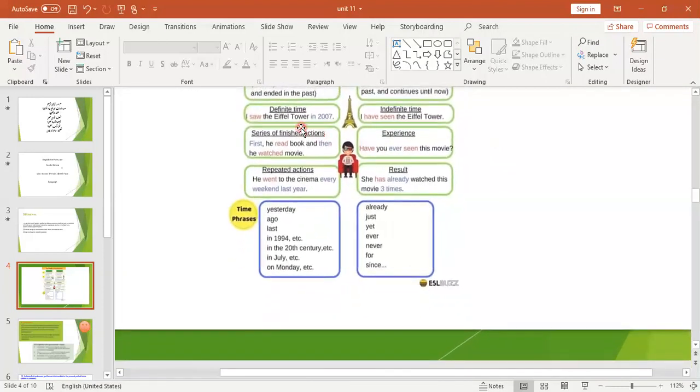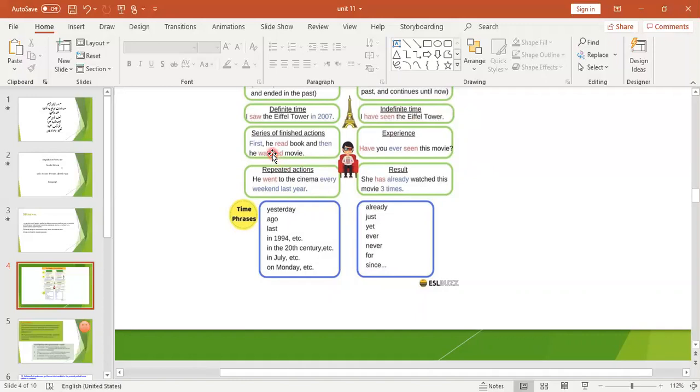The second use, which we are going to focus on more here, is when we are talking about an action in the past with definite time. I saw the Eiffel Tower in 2007. An action happened in a certain period of time in the past. It is defined, it is given actually. The same action is expressed in the sentence on the right here. I have seen the Eiffel Tower, but we are using the present perfect because the time is indefinite, it's not given.